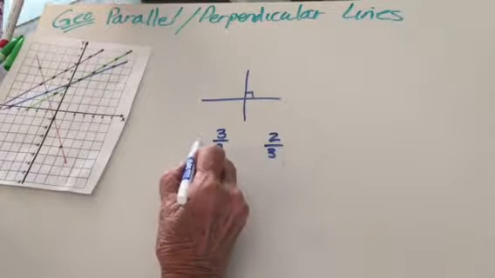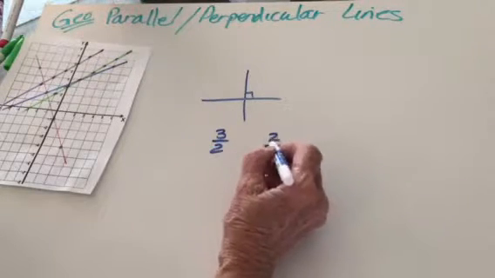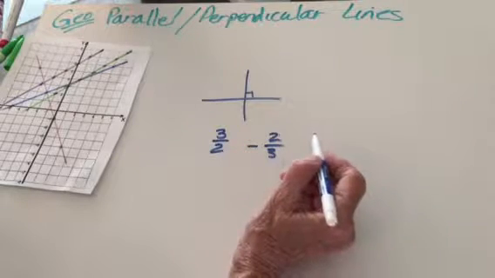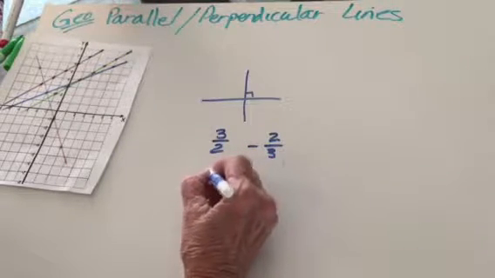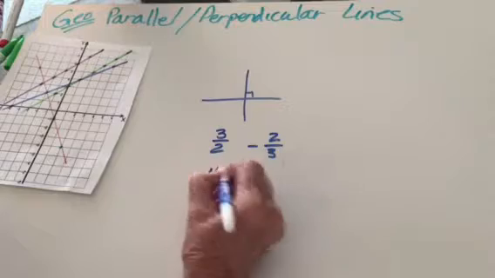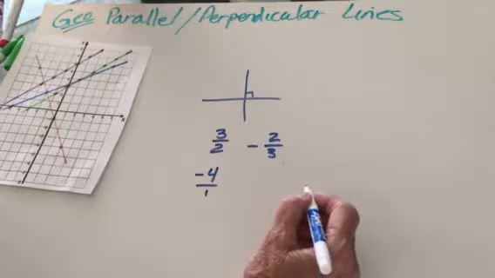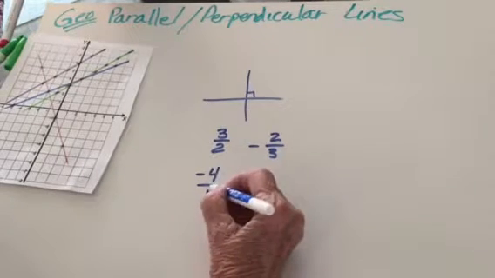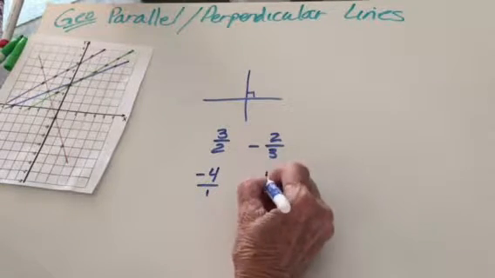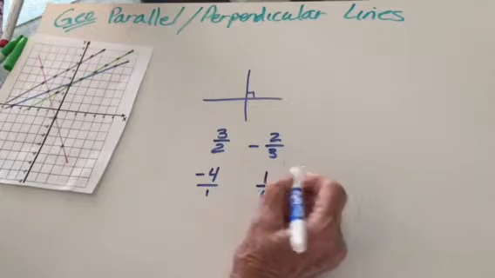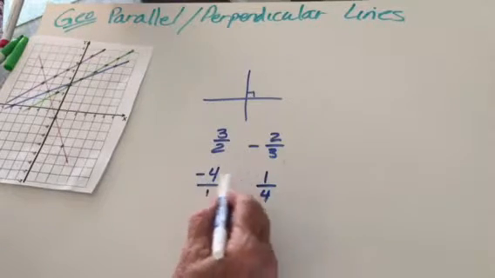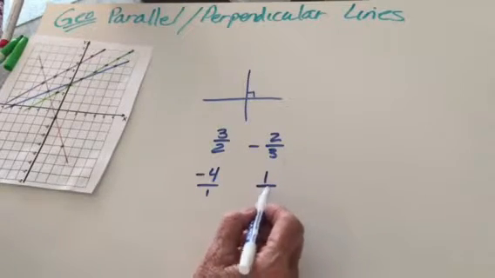What is the invisible sign here? Positive. So the new sign is going to be negative. If my slope was -4, isn't that really -4/1? To make it perpendicular, I have to flip it to 1/4, and I have to change the sign. Well, it's negative, so now it has to be positive.